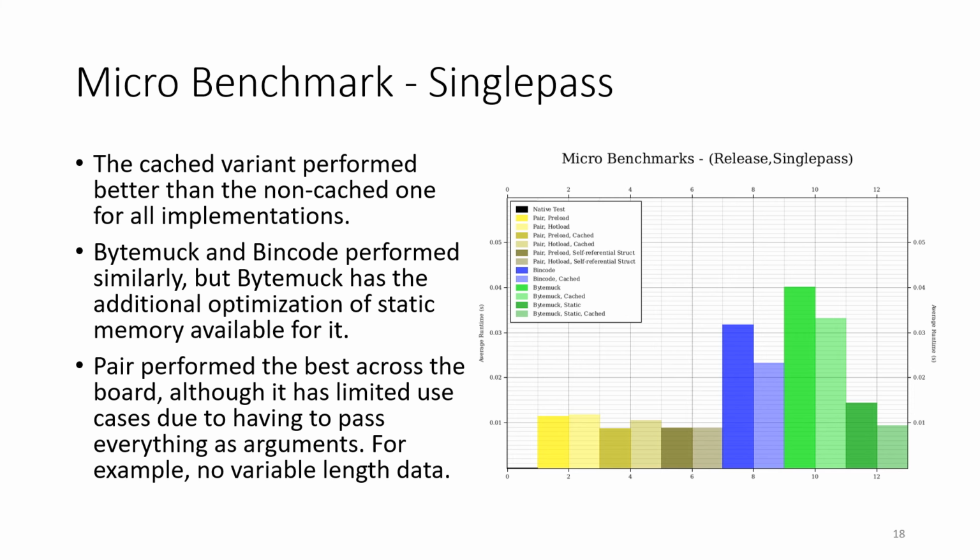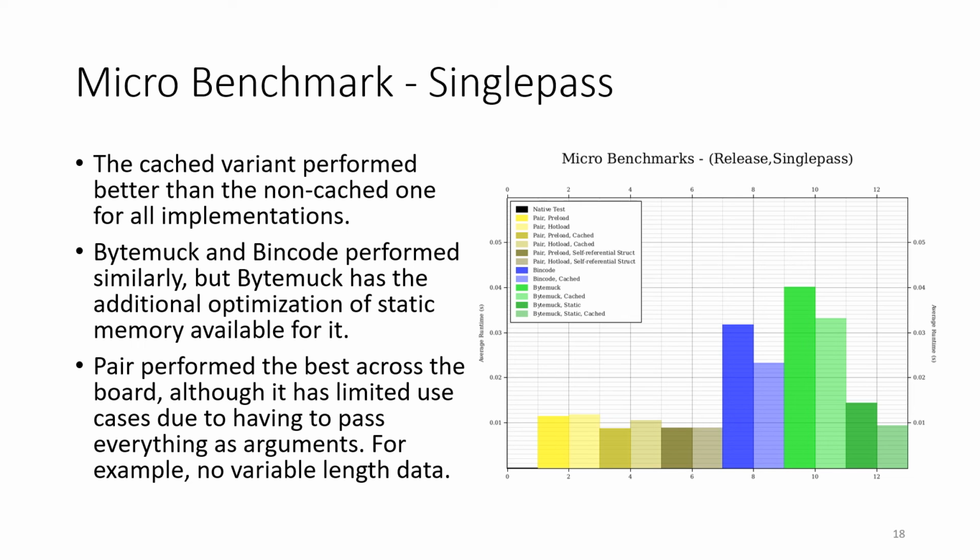Now I will go through the experimental results of our benchmarks. First, we will examine the micro-benchmark results. This first graph shows the results of the Singlepass run of the benchmarks. As can be seen in the graph, the cached implementation performed better than the uncached one for all implementations. We can see with the Singlepass compiler that the Bytemuck implementation performed the slowest, followed by BinCode, followed by the static allocated Bytemuck.